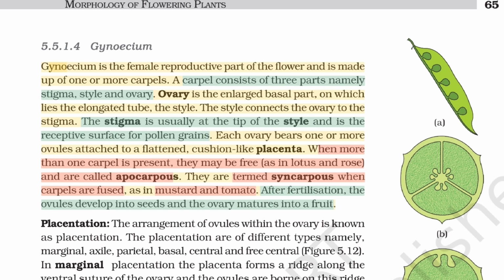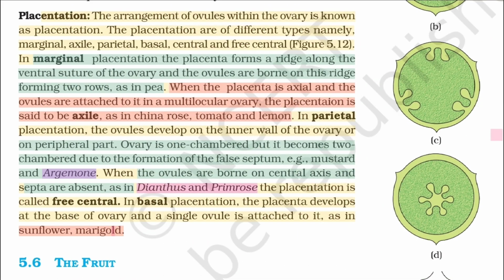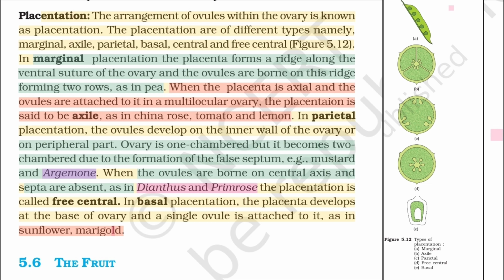When more than 1 carpel is present, they may be free, as in lotus and rose, and are called apocarpous. They are termed syncarpous when carpels are fused, as in mustard and tomato. After fertilization, the ovules develop into seeds and the ovary matures into a fruit. Placentation: the arrangement of ovules within the ovary is known as placentation. The placentation are of different types, namely marginal, axial, parietal, basal, central and free central, figure 5.12.